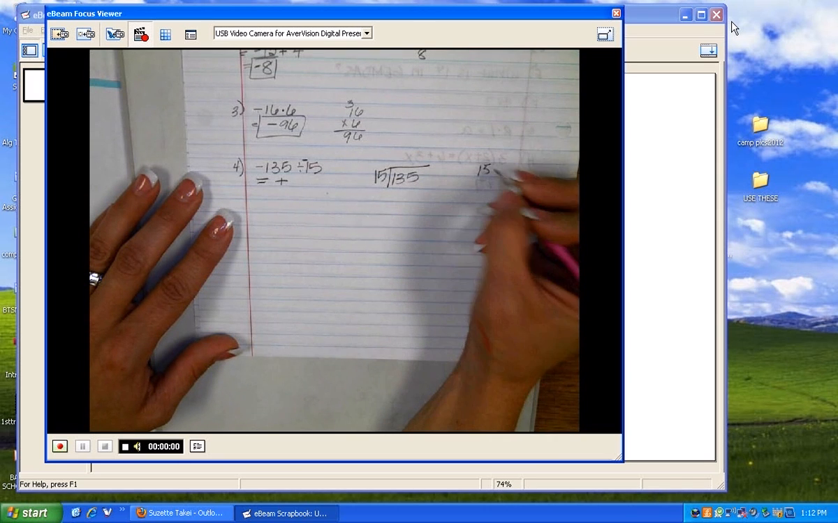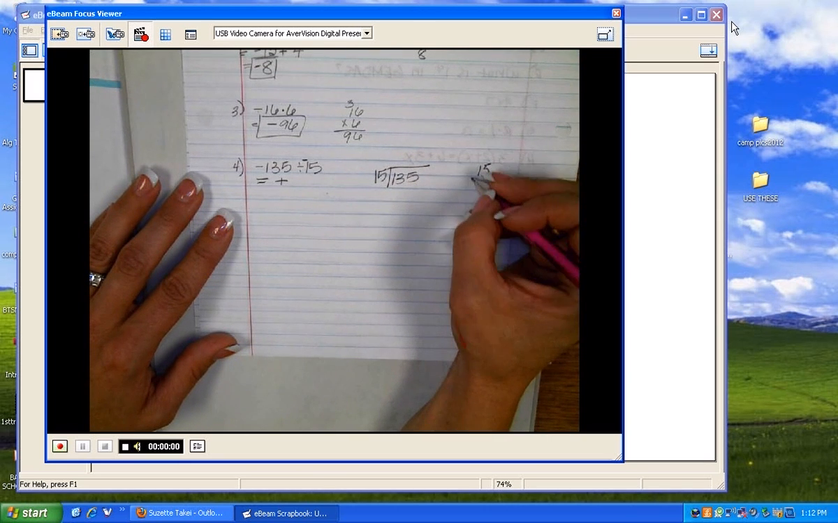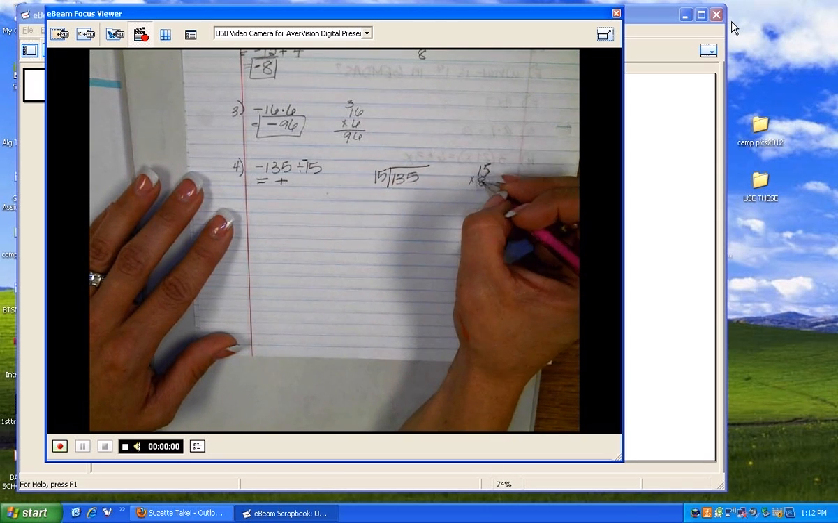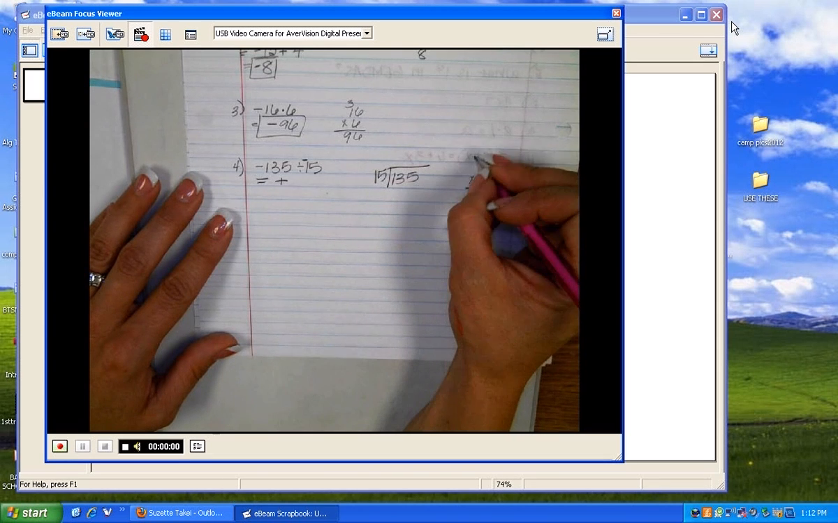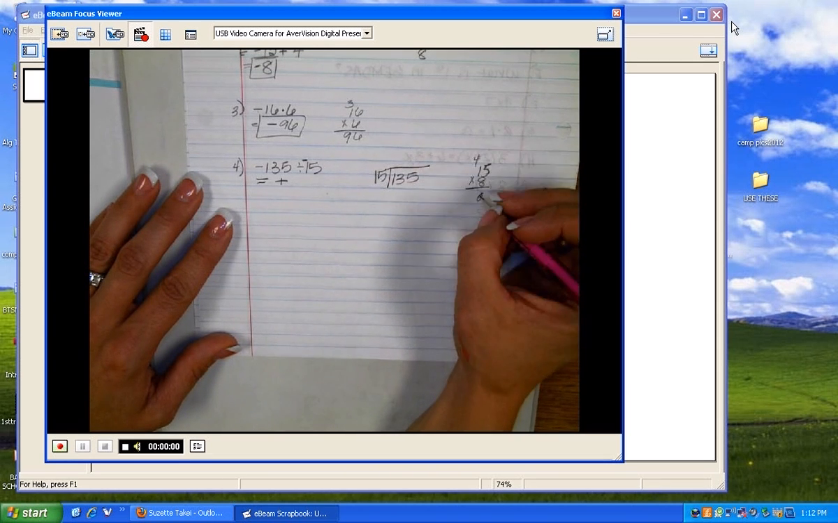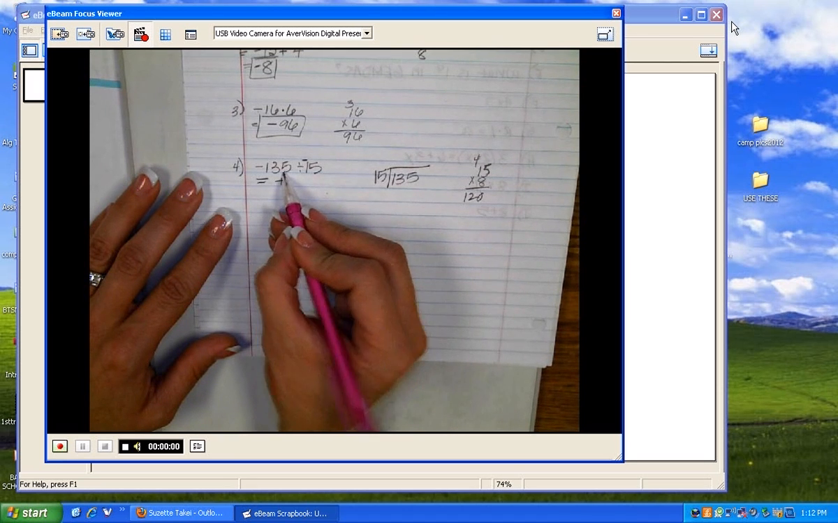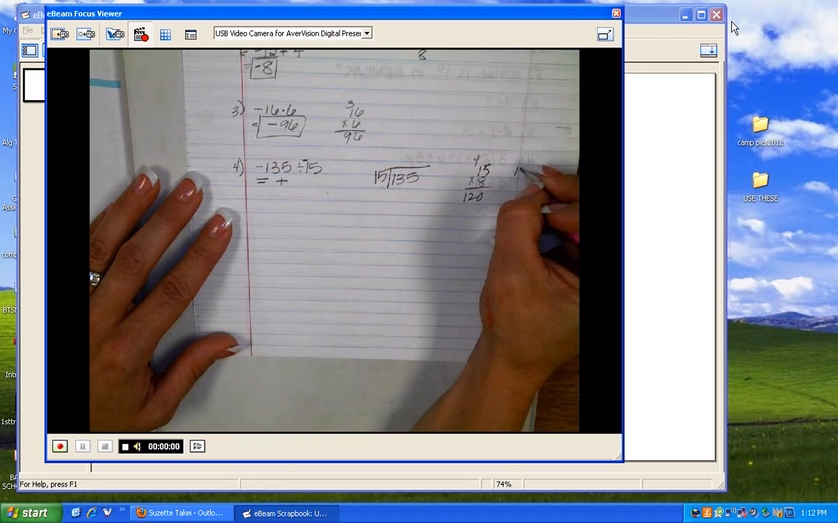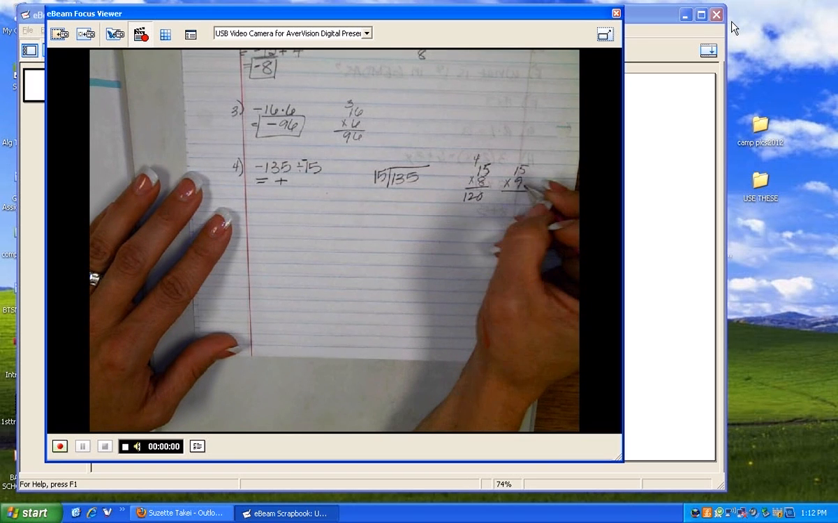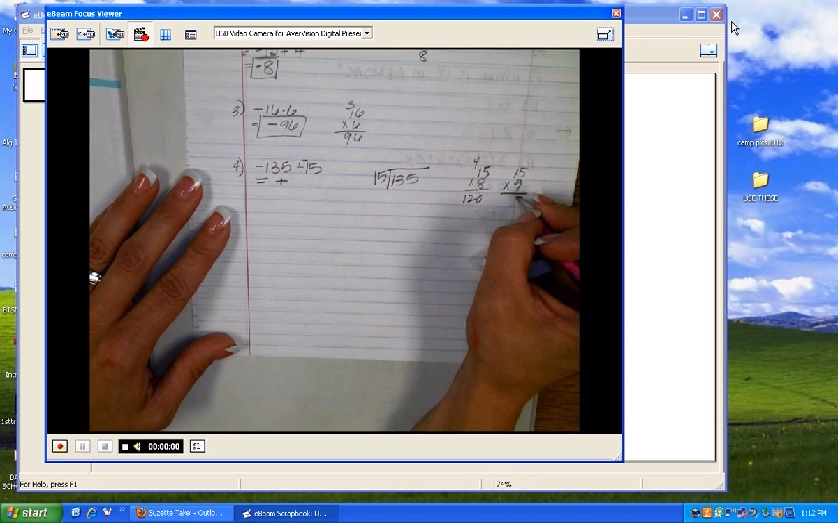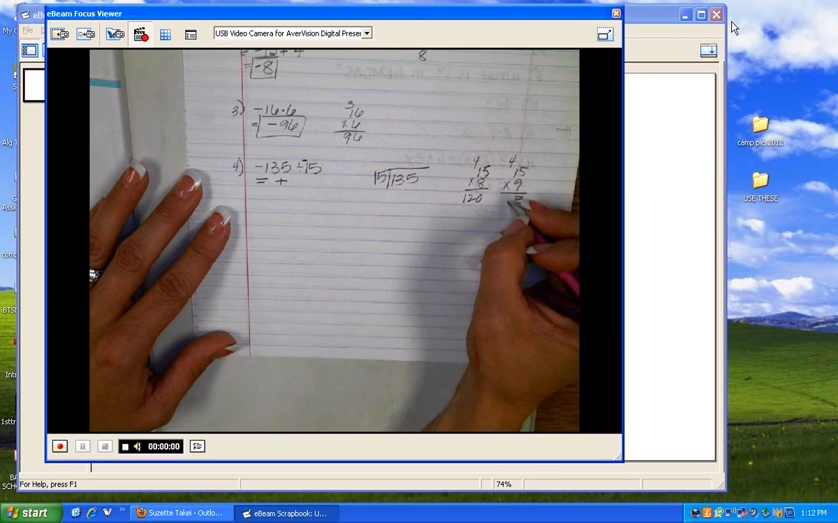I can say, let's see how many times. 15 times 8 is, 8 times 5 is 40, carry my 4. 8 times 1 is 8, plus 4 is 12, 120. So that's not quite enough, but I can see that it's 15 away. So it's really 15 times 9, and I'm just going to double check. 9 times 5 is 45, carry my 4. 9 times 1 is 9, plus 4 is 13, and I get 135.